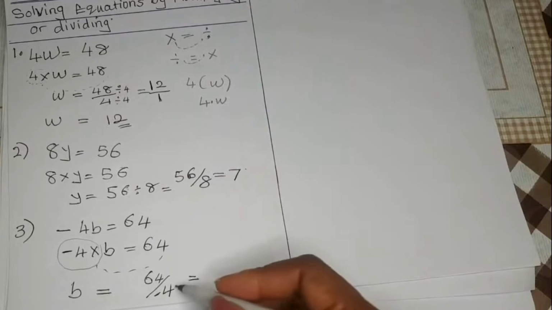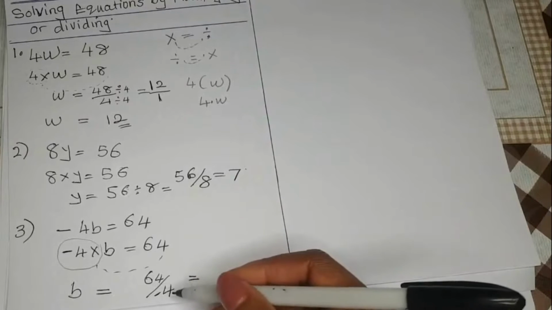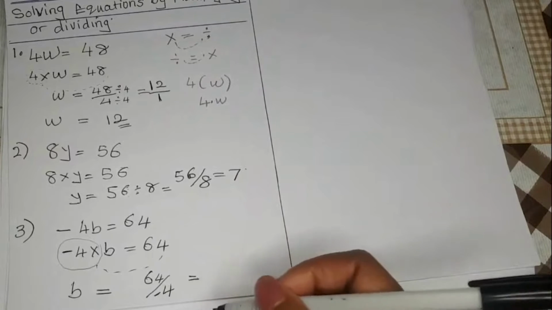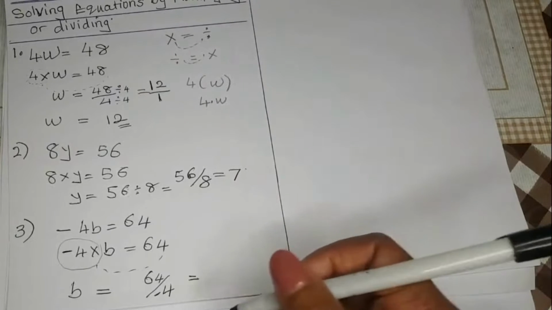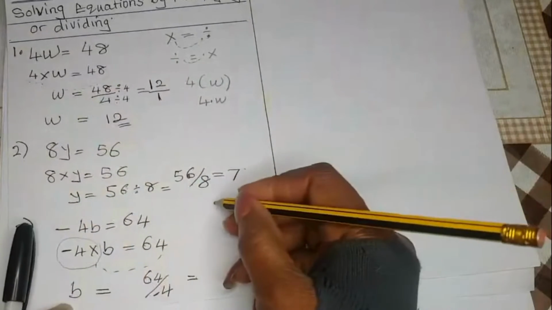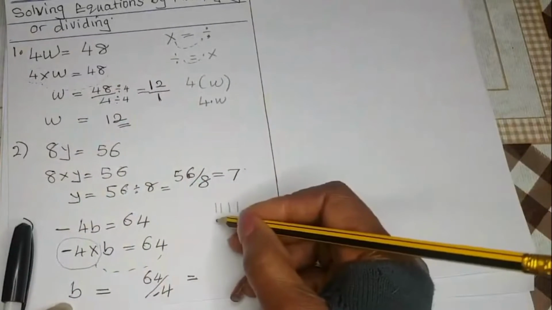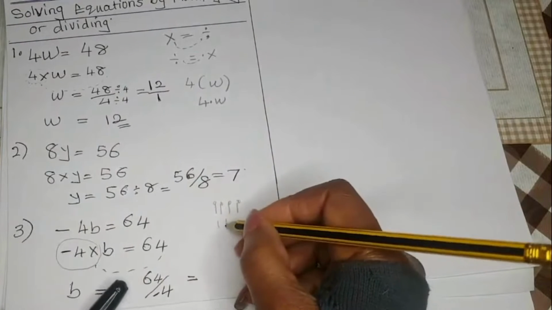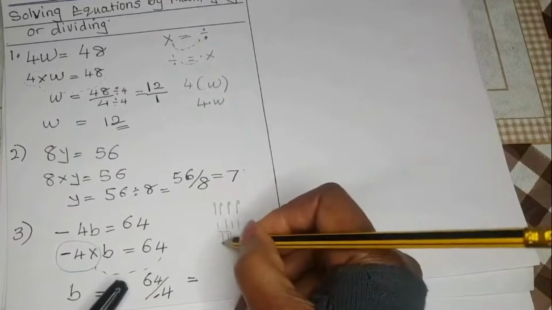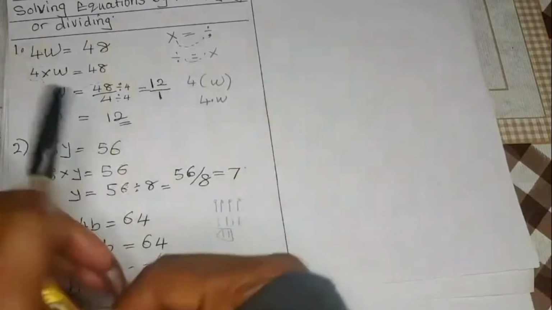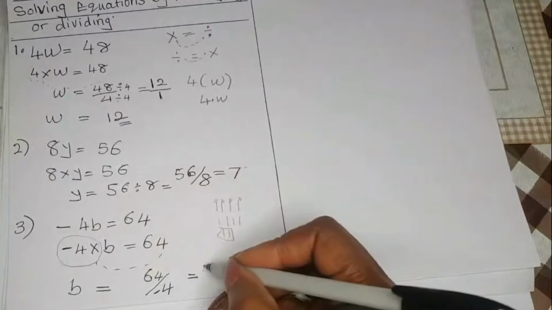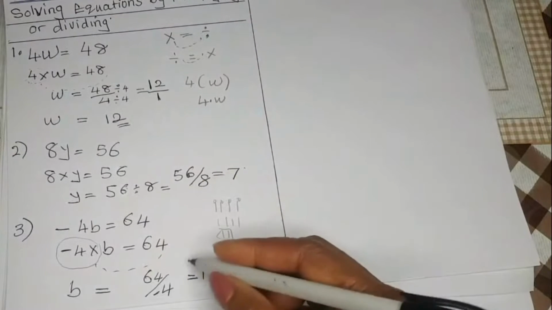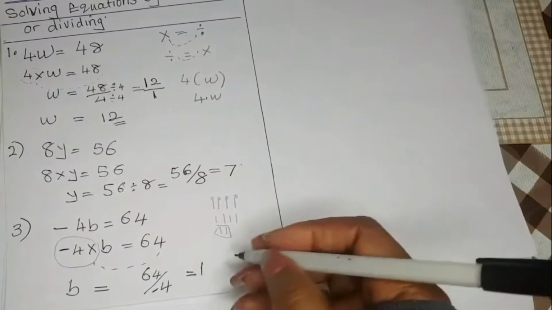Okay, so 4 into 6, 6 divided by 4 is going to give you what? You can count. 1, 2, 3, 4. 1. You spread it. 1, 2, 3, 4, 5, 6. How many remaining? So you have 2 remaining. So 24 divided by 4 is going to give you what?